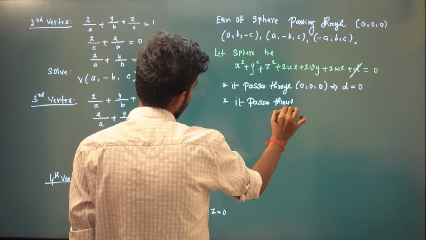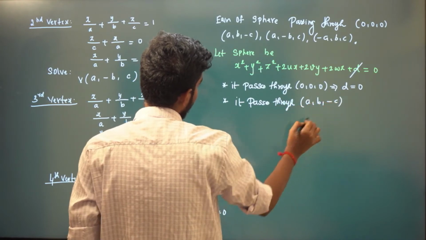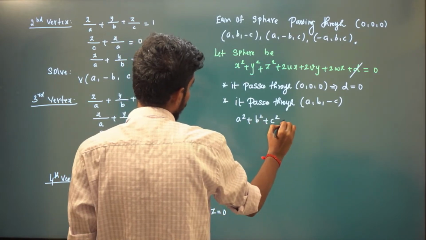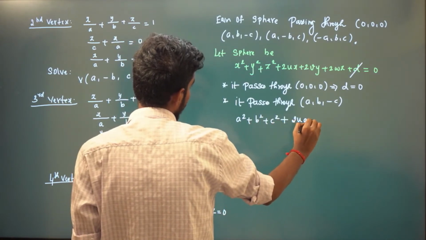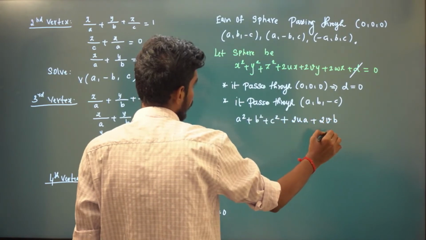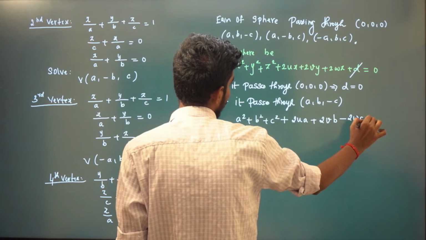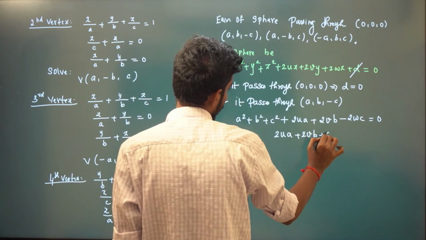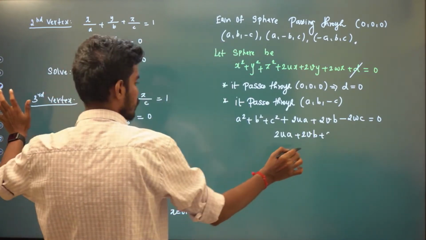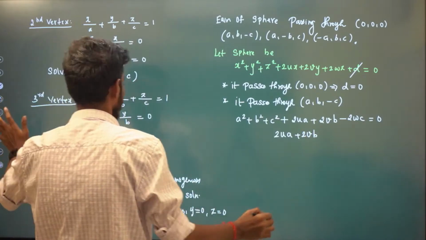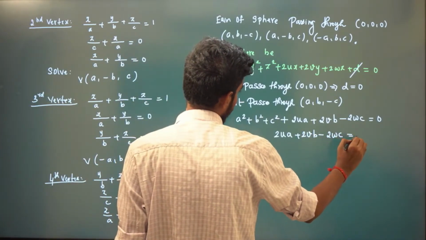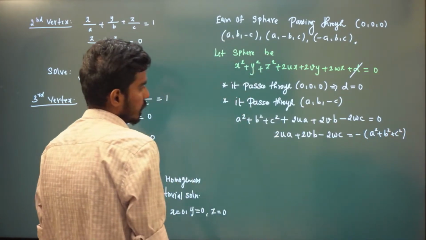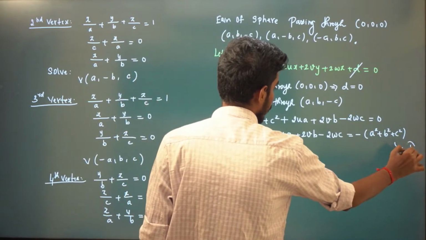It passes through (a, b, -c). So we will have a² + b² + c² + 2ua + 2vb - 2wc = 0. So we have 2ua + 2vb - 2wc is equal to minus of (a² + b² + c²). Right? Let us call this equation number 1.